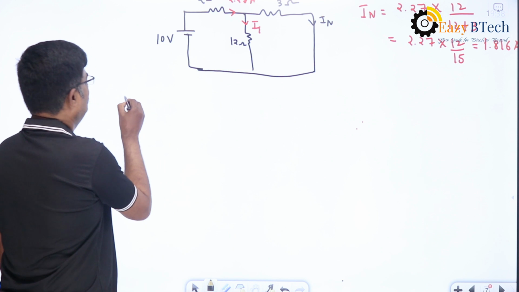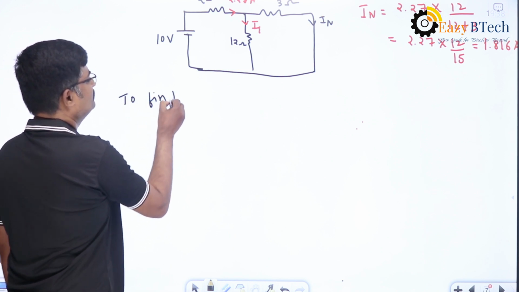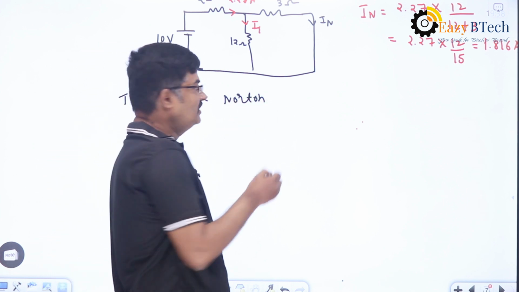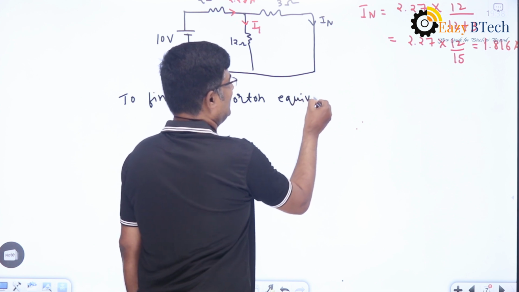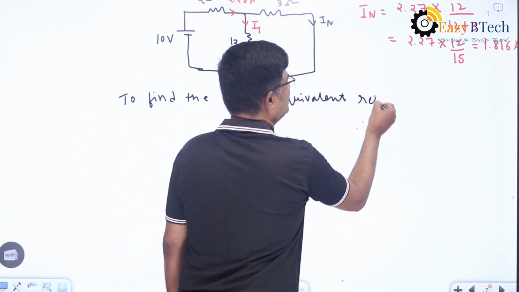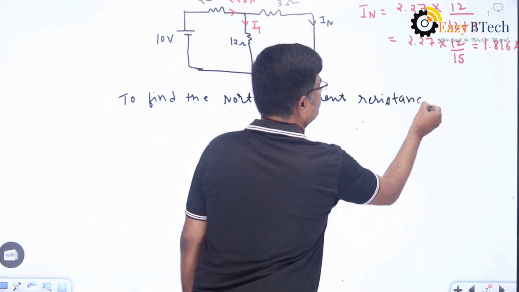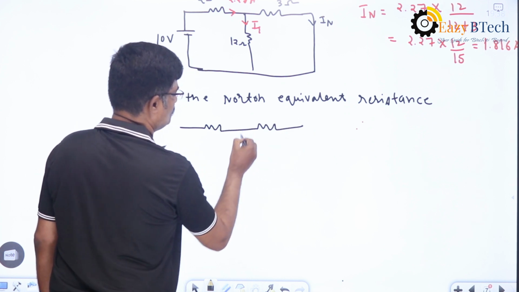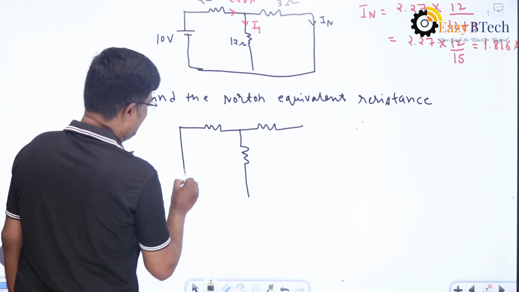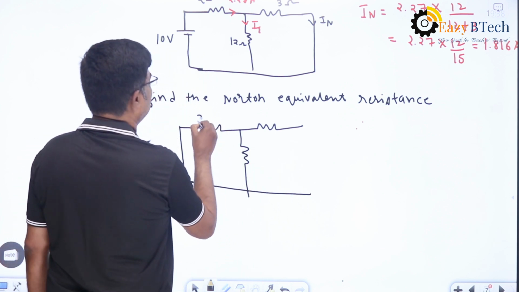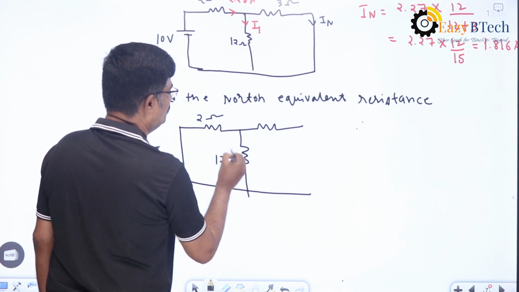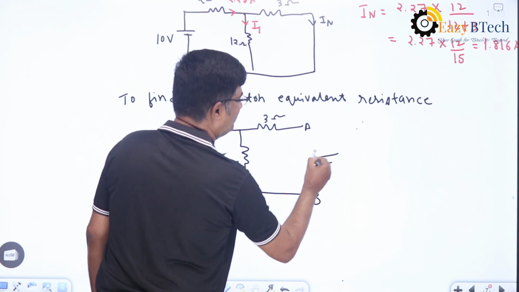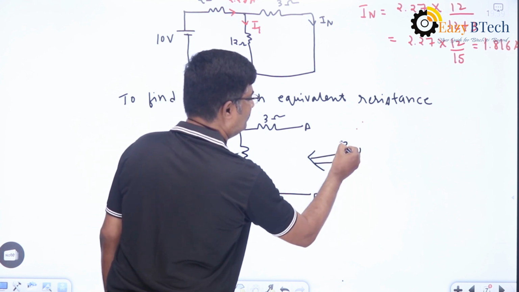So to find the Norton's equivalent resistance, my simplified diagram will be, as I said, voltage source is shorted. So here this is equal to 12 ohm, 2 ohm, 12 ohm, and this is equal to 3 ohm. This is A and this is B. From the open circuit terminals, I should get the value of the resistance.